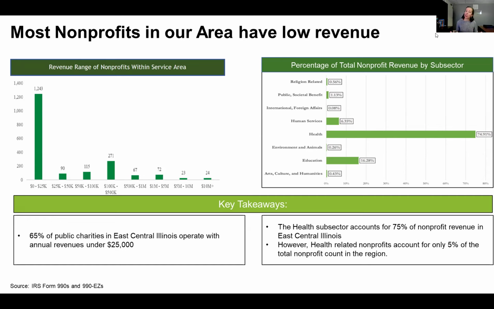Just be in a position to know that you are uniquely positioned to help your organization be in a healthy financial state. And we would love to see more organizations with healthy revenue streams and a diversity of revenue streams. So hopefully that gives you a little understanding of the nonprofit sector in general in our service area.